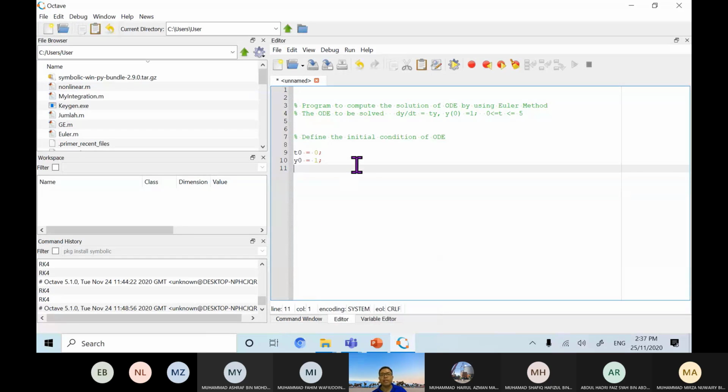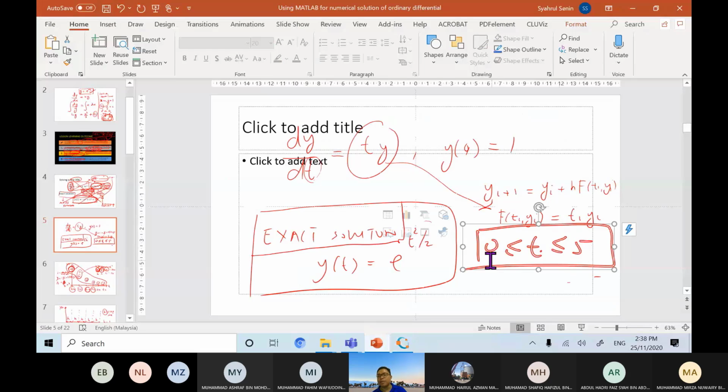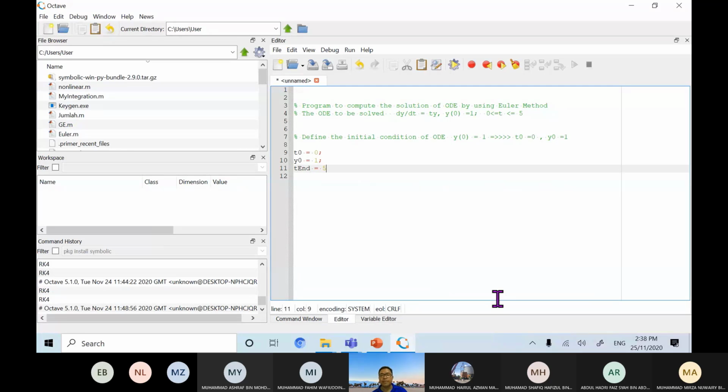Ni okay? Ni maksudnya statement yang ni, when your T0 is equal to 0, your y0 equal to 1. Itu maksud dia. So I'll put like this, and then I will also determine the ending of your domain. Saya bagi nama Tn. The ending of it will be 5 lah. Sebab dia daripada 0 sampai 5. So my Tn is equal to 5. Okay, boleh follow setakat ni?